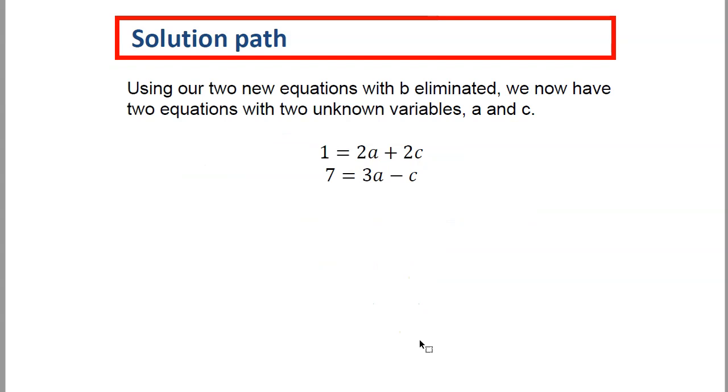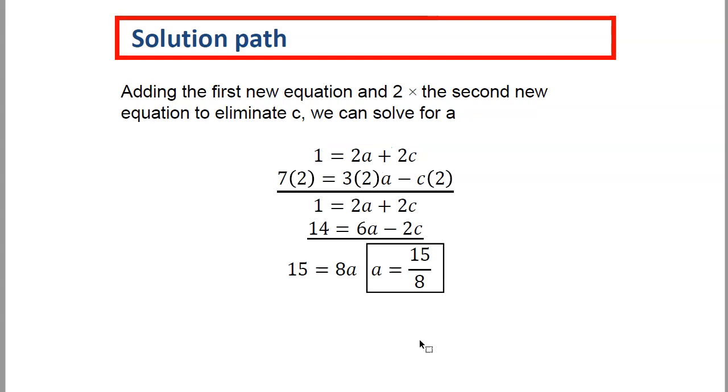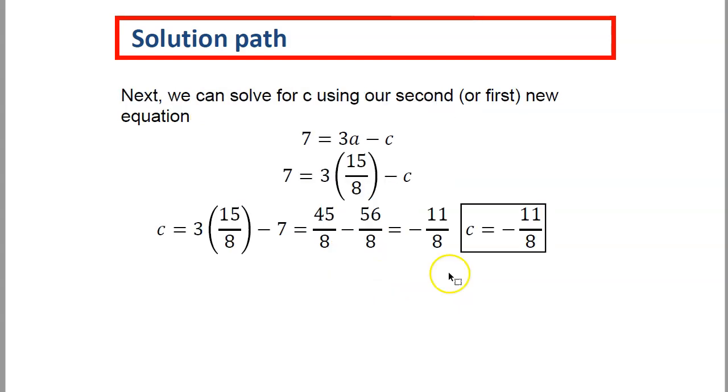So now we have 2 new equations, and they have 2 variables, so we can continue to solve. If we add our first new equation and twice the second equation, then the 2c and the minus 2c will cancel out, and we'll solve and get a equals 15 over 8. When we plug that back in to one of our equations, we get c equals negative 11 over 8.